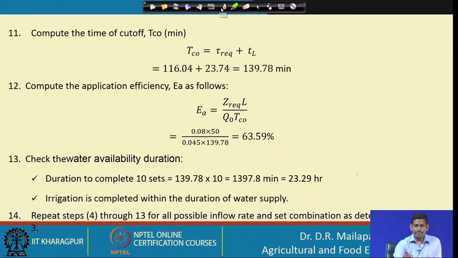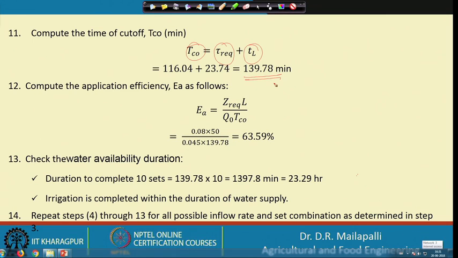So, knowing the advance time and the tau required, which was already estimated, you can find out TCO. The TCO, which is the cutoff time, is when you have to cut down the discharge from the delivery point, at 139.79, so that at the field end the infiltration depth will reach the Z required. And then find out the efficiency.